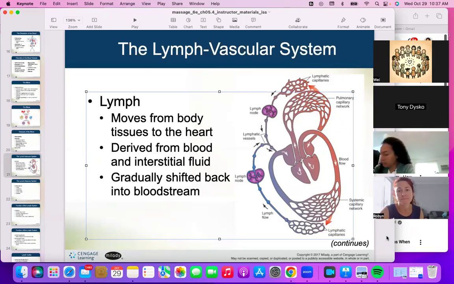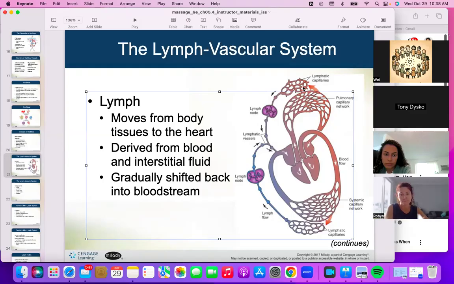So the lymph moves throughout the body, between the tissue, and it moves from the body directly to the heart. It derives from blood and interstitial fluid, which is fluid between the cells of the body. The idea is to pull out the excess fluid from the tissue and bring it back to the heart.